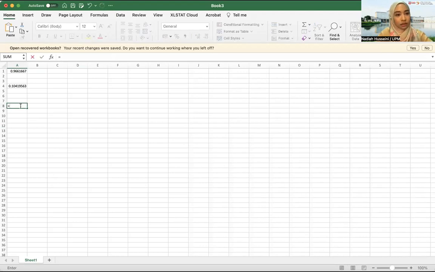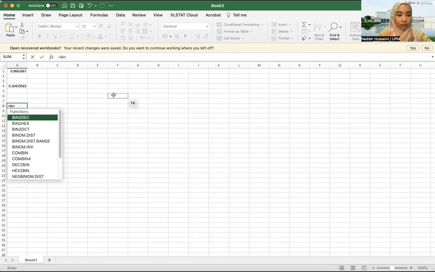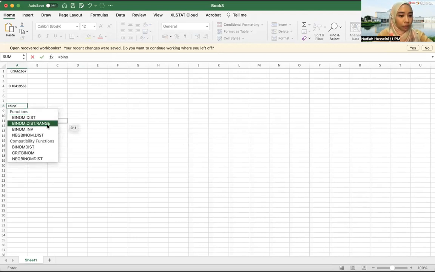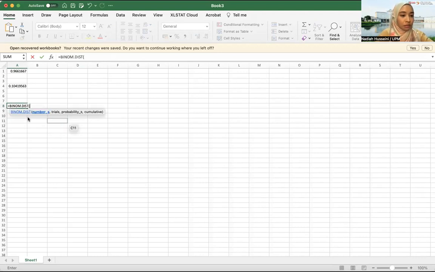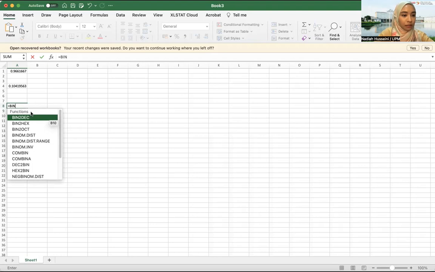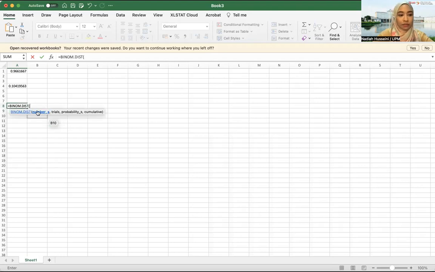So equal sign, this is Excel by the way, equal sign, binomial. Here you have binomial distributed range, which we're not going to cover yet. Let's just talk about the binomial distribution, the regular one. How do you know how to use this function? When I write in binom, it gives me a list of functions. I click on this one over here, and I have something in blue and something in black.